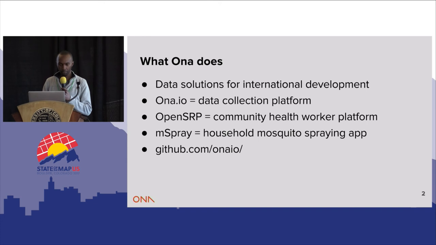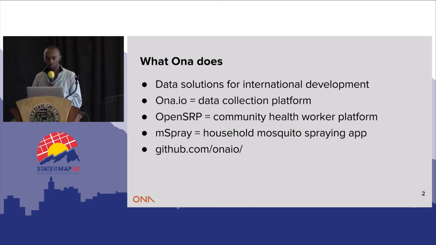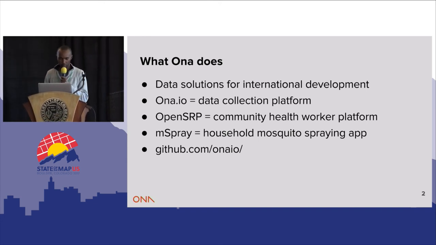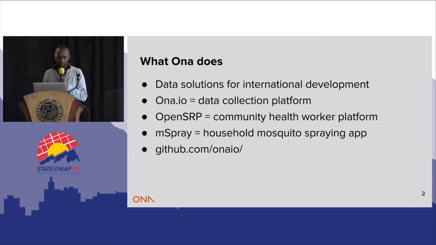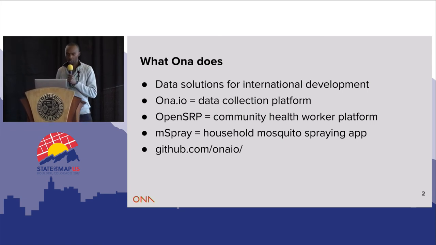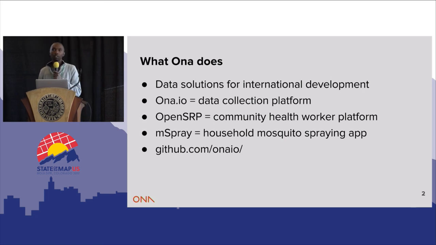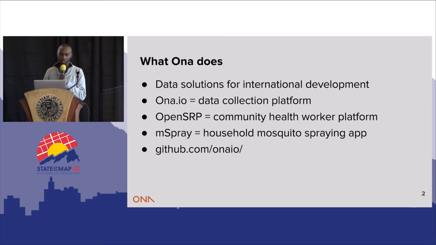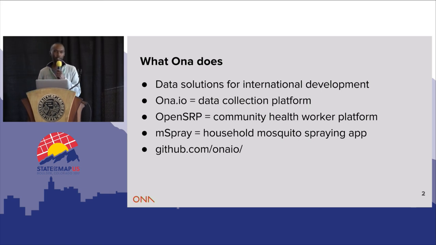So just a bit about Honor. What we do is we provide data solutions for international development. Some of the tools that we've built: Honor.io, this is a data collection platform. What it allows you to do is to author forms, carry out surveys, and export the data from those surveys. OpenSRP is one of our other tools. It's a community health worker platform. It's being used in Pakistan and Bangladesh for antenatal healthcare programs.